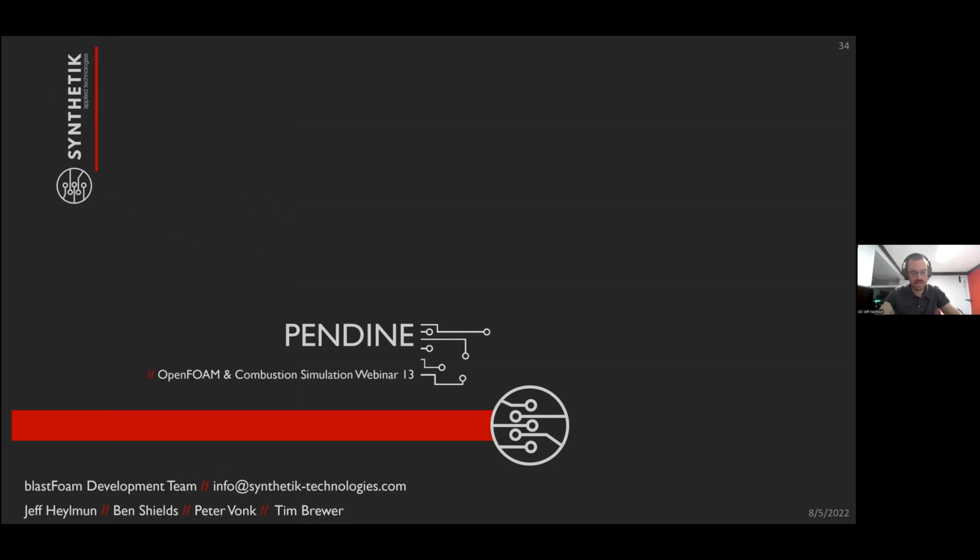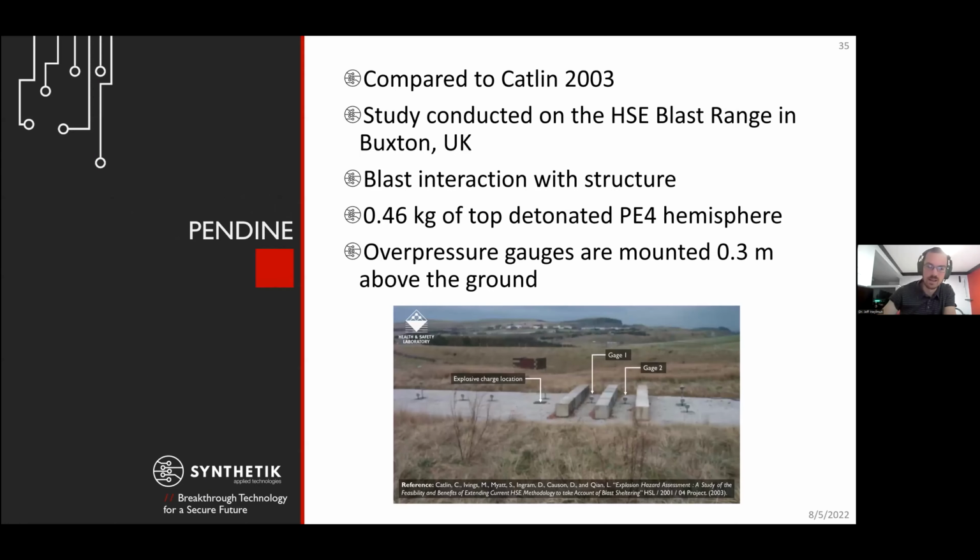Okay, so then the last case will be what we refer to as the Pendine case. This Pendine case, we're going to take it from the work of Caitlin, 2003. We're looking at an experiment conducted on the HSE blast range in Buxton, United Kingdom. So what we're looking at here is blast interactions with structures, specifically non-standard structures. So it's not just reflecting off a wall.